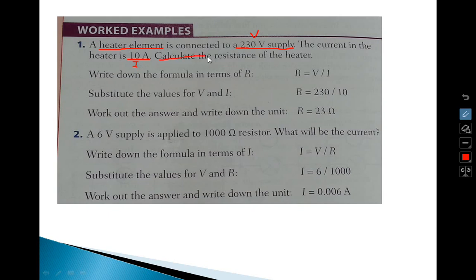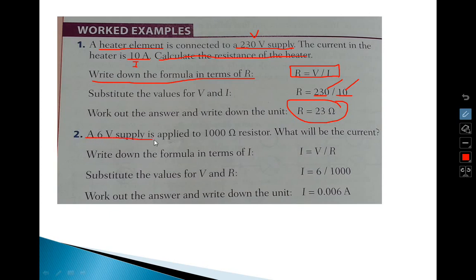We need to calculate the resistance of the heater. As we said before, if current passes through any component, there is a resistance inside that element or device. So we write down the formula of R. R is equal to V over I. V is equal to 230 and I is equal to 10 ampere. 230 over 10 is equal to 23 ohm.